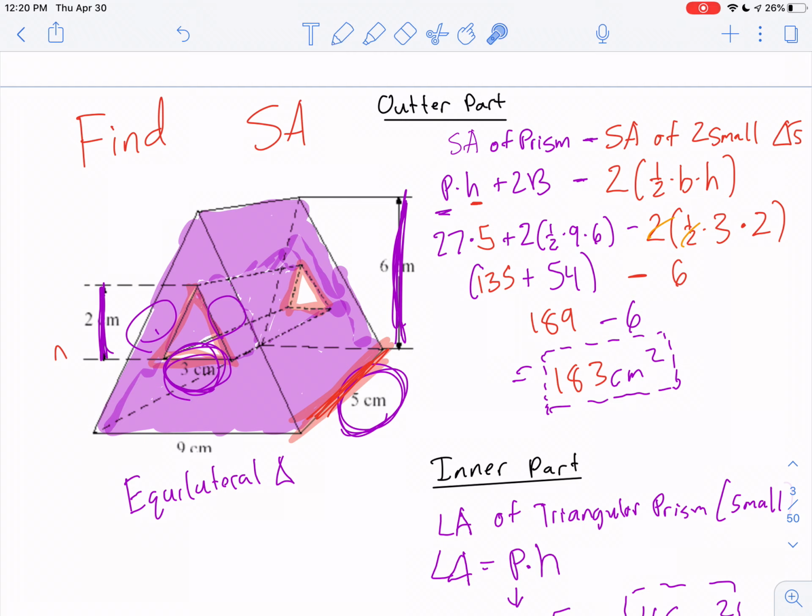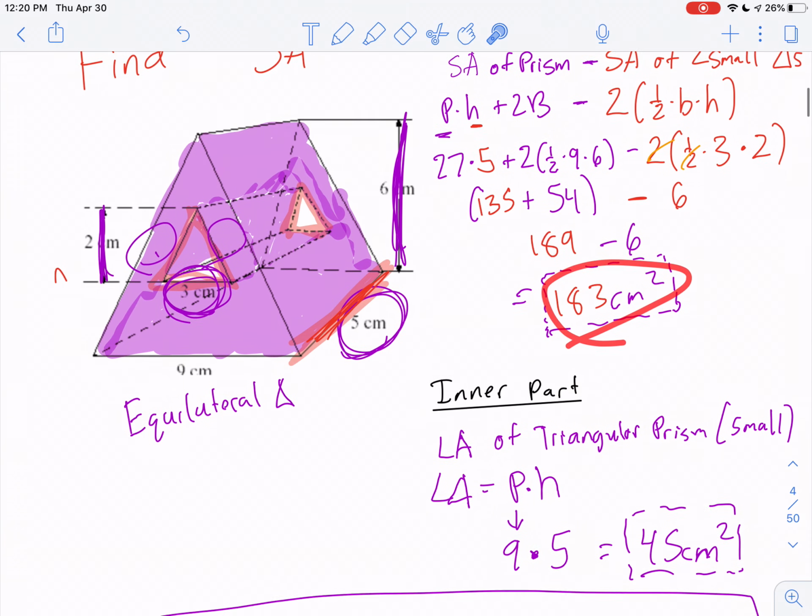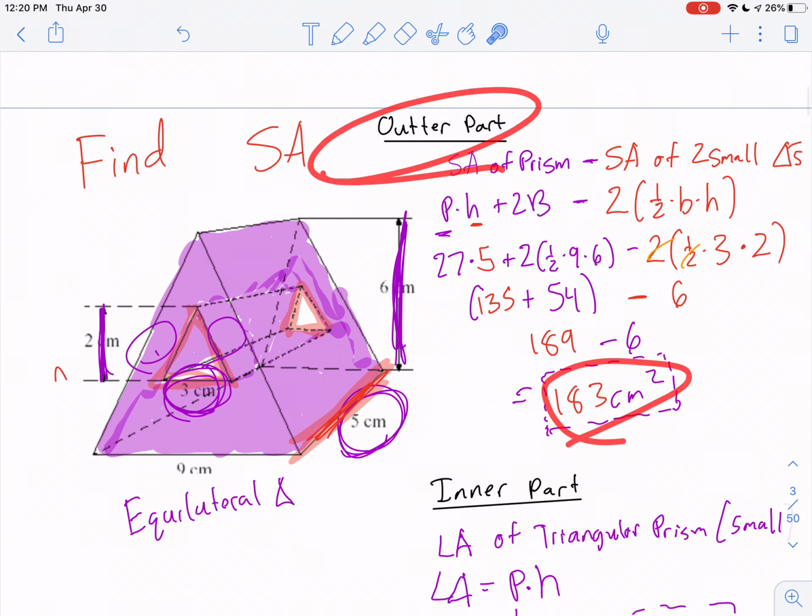And just to emphasize, the area of the small triangle is 1/2 times the base 3 times the height 2. That was given to you right there. That's just the area of the small triangle, which for both of them ends up being just 6. And for here, 183 is your surface area for the outer part.